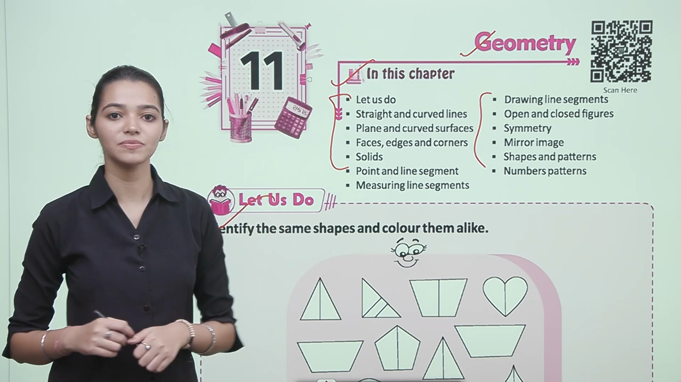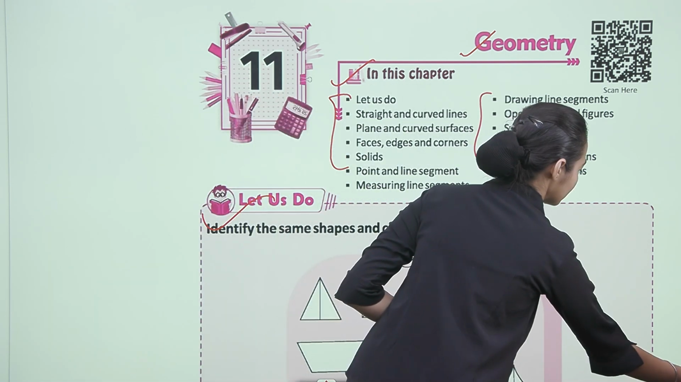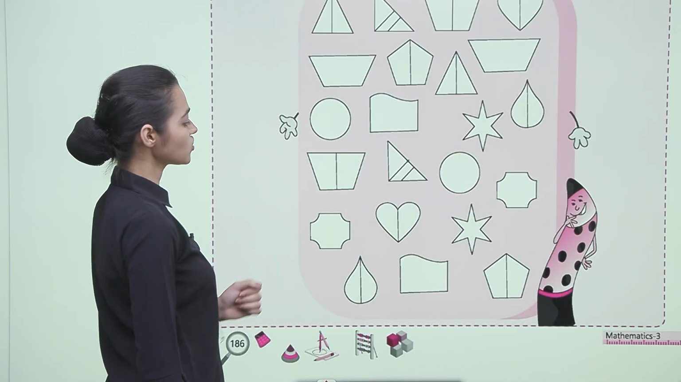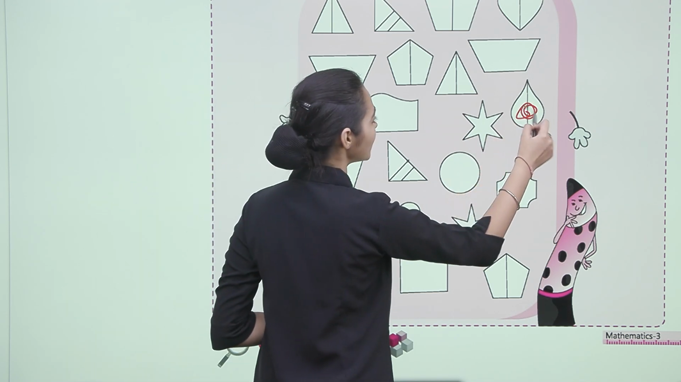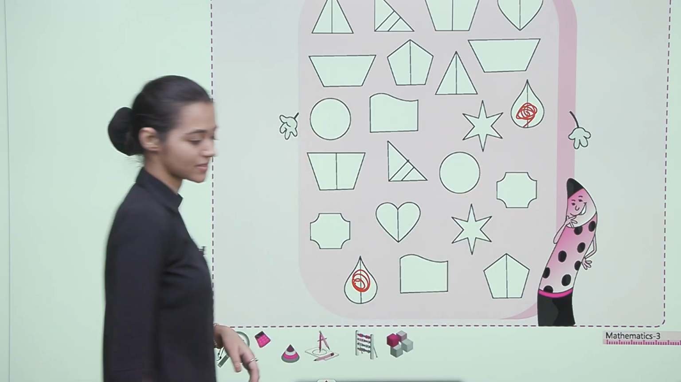Identify the same shapes and color them alike. Here you have to identify the shapes and you have to color them. Like this shape and this shape are similar, that's how you have to find all the shapes.